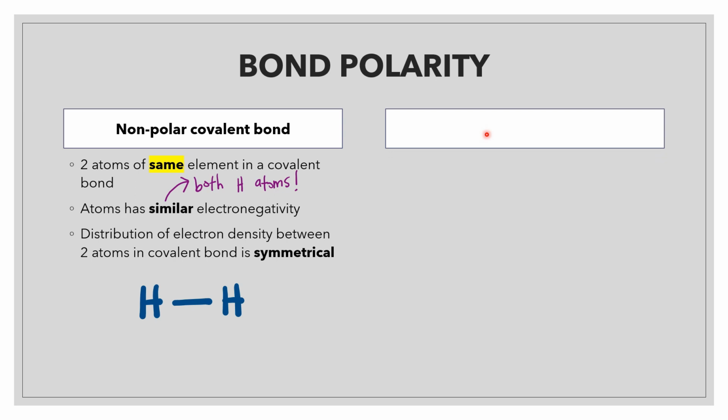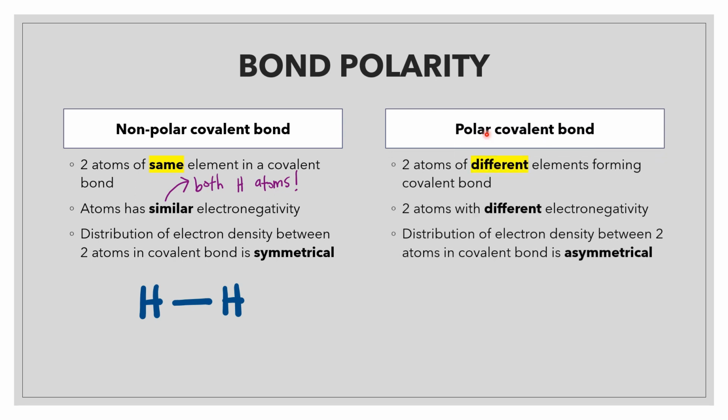The second one is the polar covalent bond. So to discuss polar covalent bond, let's take the HF molecule as the example. So a polar covalent bond will exist when we have two atoms of different elements, okay, connected by this covalent bonding.